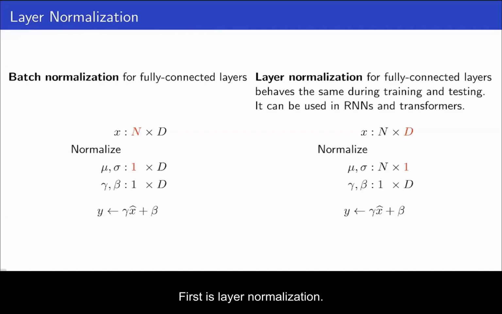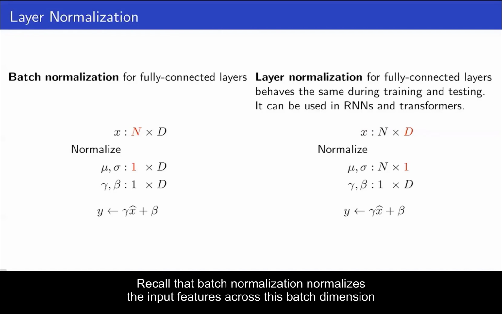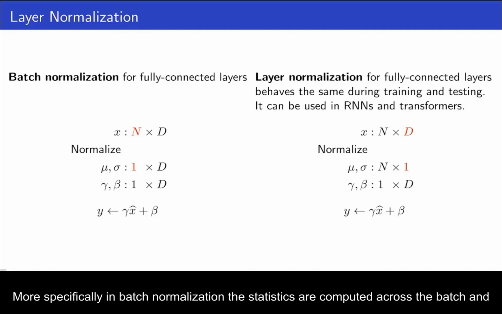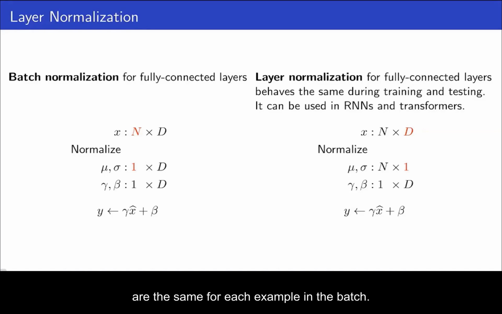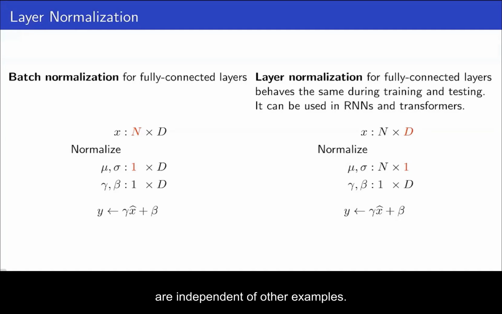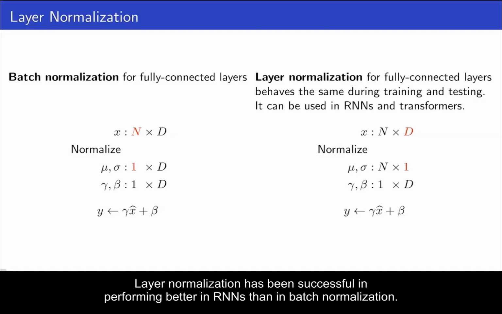First is layer normalization. Recall that batch normalization normalizes the input features across the batch dimension, whereas layer normalization normalizes the inputs across the features. More specifically, in batch normalization, the statistics are computed across the batch and are the same for each example in the batch. Whereas in layer normalization, the statistics are computed across each feature and they are independent of other examples. Layer normalization has been successful in performing better in RNNs than batch normalization.